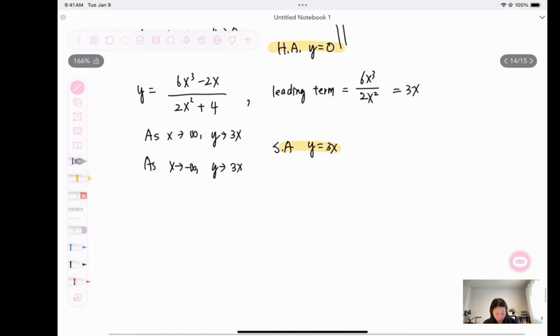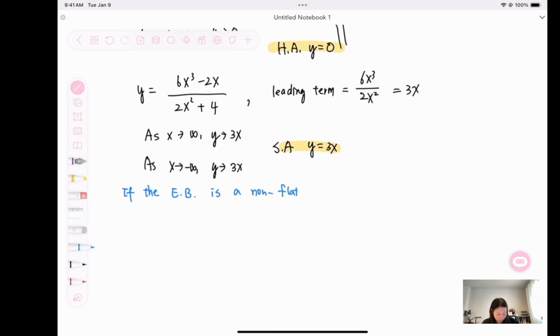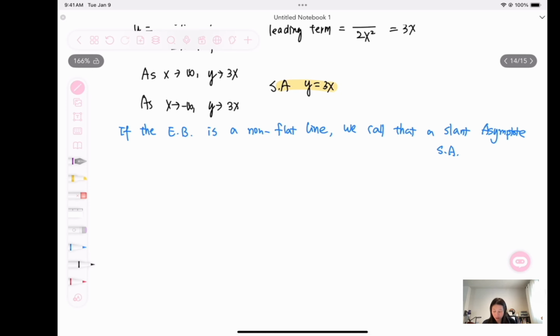Okay, I'm going to mark this. If the end behavior of a rational function is a non-flat line, we call that a slant asymptote. I use the acronym SA. Okay, so let's do some exercises to identify any horizontal asymptote or slant asymptote.